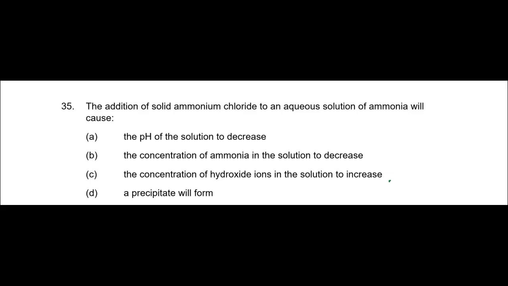Okay, let's look at question number 35. The question is saying solid ammonium chloride was added into an aqueous solution of ammonia. So let's write the equation that is involved. Ammonia, being a weak base, would partially ionize, producing a small quantity of ions, which is ammonium and hydroxide ion.